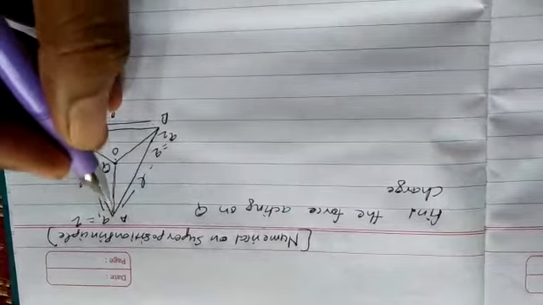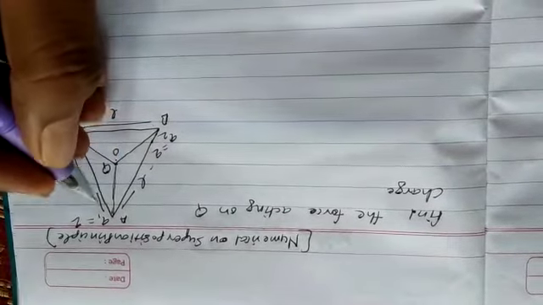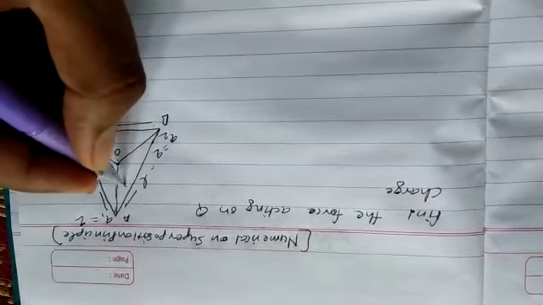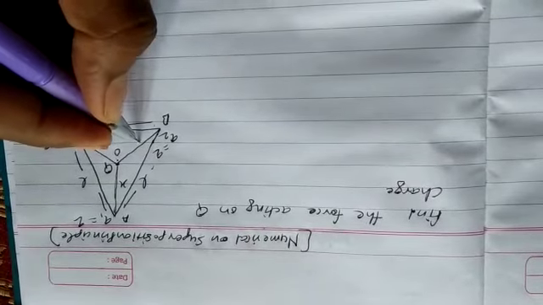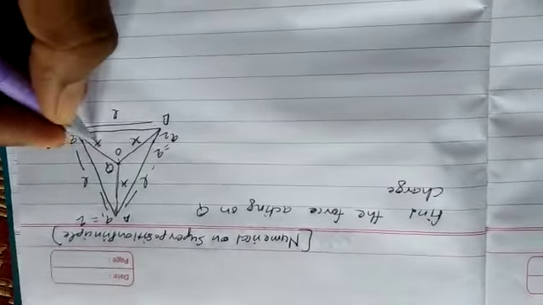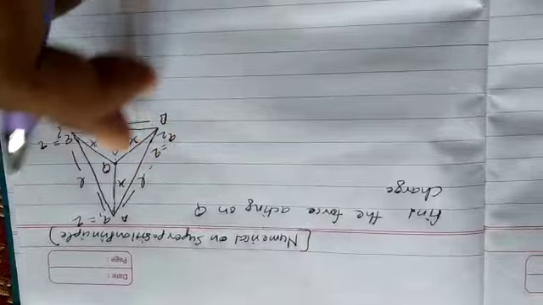Apply the superposition principle and Coulomb's law. Let the distance AO be equal to x. So BO, suppose it is also x, and CO is also x, because AO is equal to BO is equal to CO.